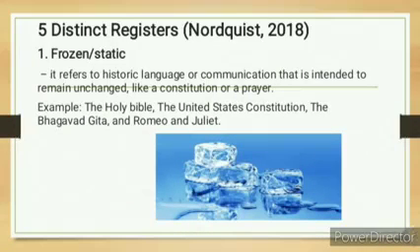Language register has 5 distinct registers, according to Nordquist 2018. Number 1 is frozen or static. Frozen or static refers to historic language or communication that is intended to remain unchanged, like a constitution or a prayer. So when we say frozen or static, this is rarely or never changed. It is frozen in time and content. Examples of these are the Holy Bible, the United States Constitution, the Bhagavad Gita, and Romeo and Juliet.